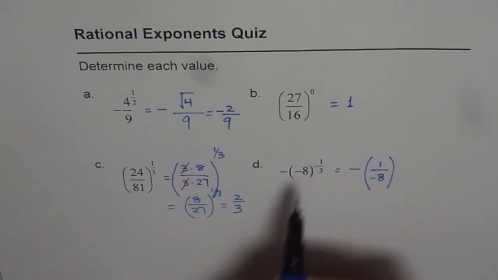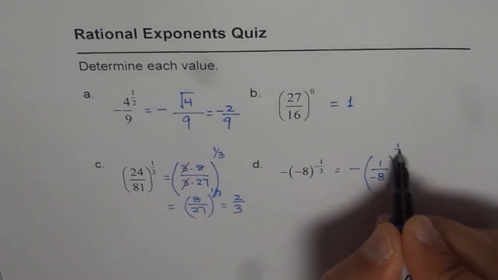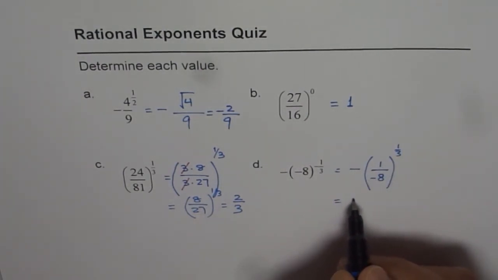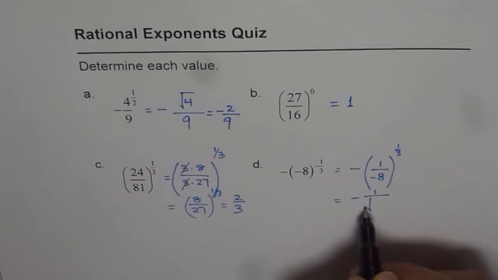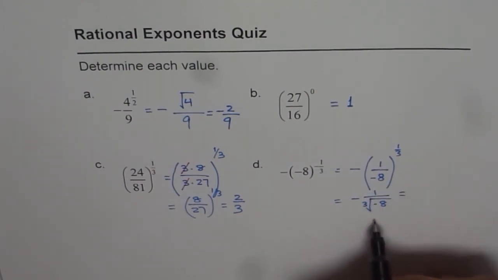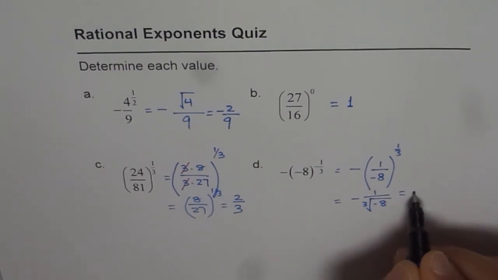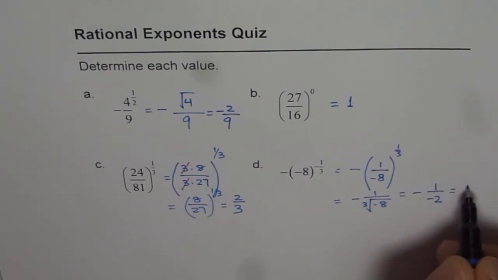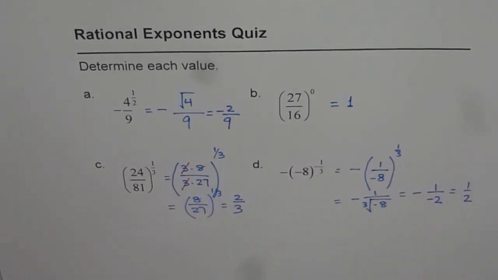So we have taken care of the negative exponent. We are left with the power 1 over 3. Now it is as if writing 1 over cube root of minus 8. Do you see that? Now cube root of minus 8 is minus 2. So we get minus of 1 over minus 2. Now minus of minus 1 over 2 will be positive half. So we get half as our answer for part D.